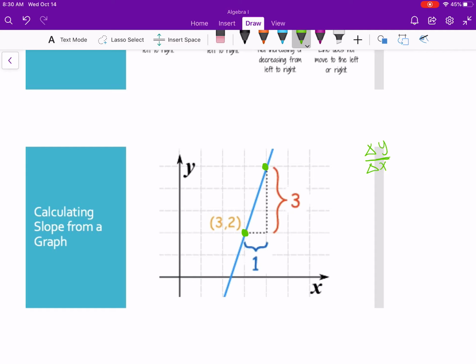So I count, I'm going up 1, 2, 3. So 3 becomes the top of my fraction, and then I count right 1. And I know that since it's increasing from left to right, our slope should be positive.